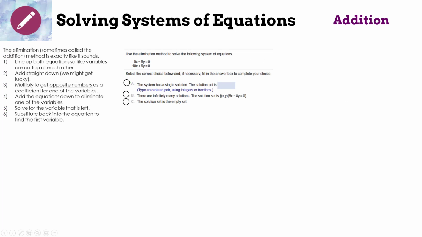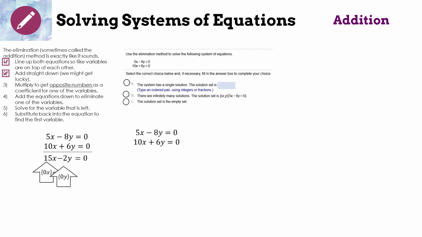Let's look at this one. Use the elimination method to solve the following system of equations. We have 5x minus 8y equals 0, and 10x plus 6y equals 0. First of all, the numbers line up, so it's super awesome right there. Now what we're going to do is add straight down. That gives us 15x minus 2y equals 0. Well, we don't have a 0x and we don't have a 0y.